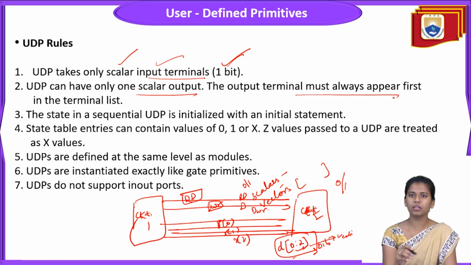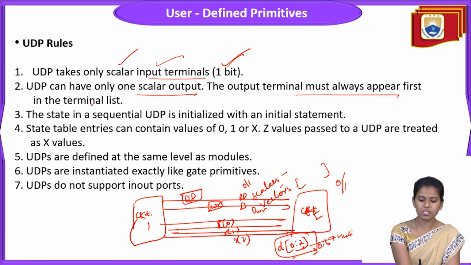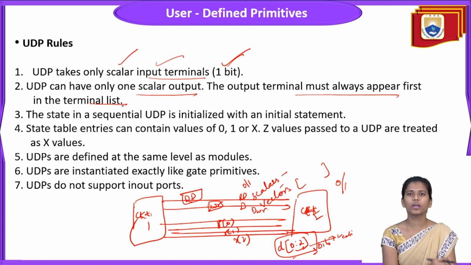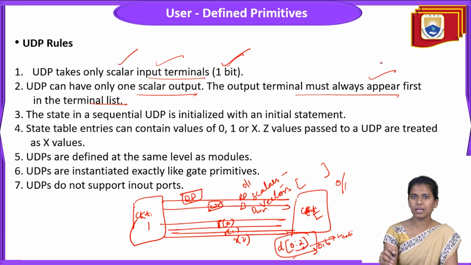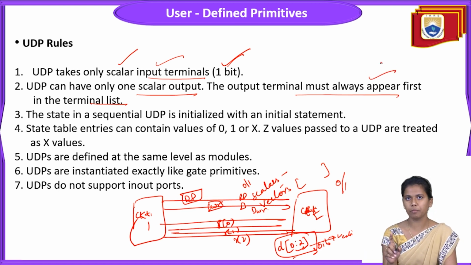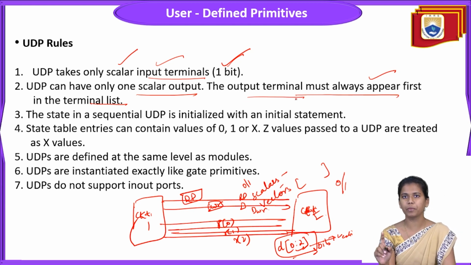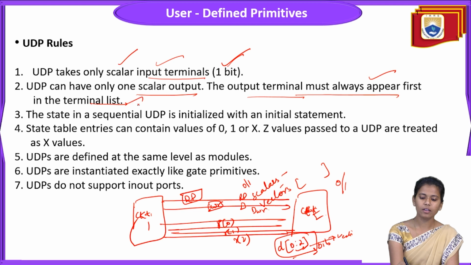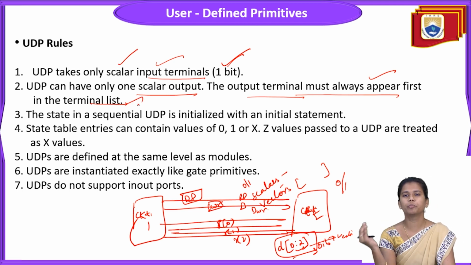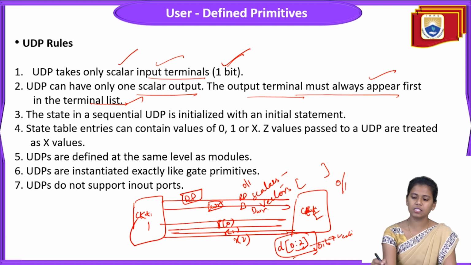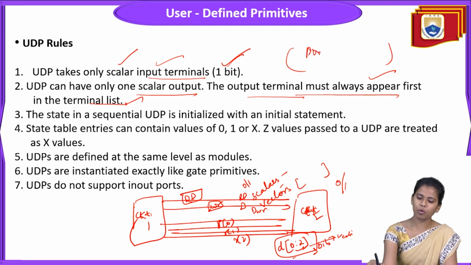The output terminal must always appear first in the terminal list. In the port list, the output terminal should appear first. In the previous syntax, we discussed the port list, right? So in the port list, what am I telling?